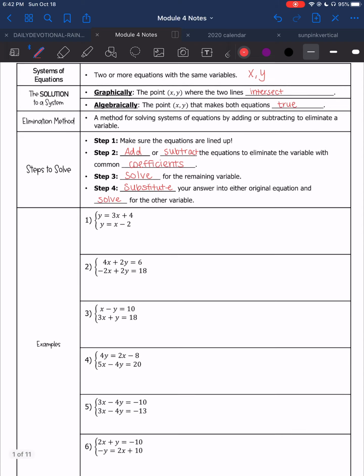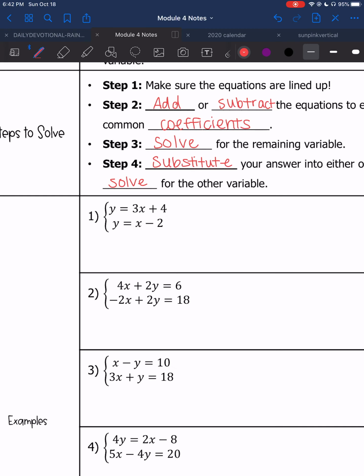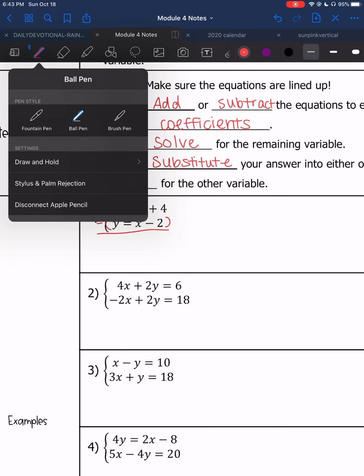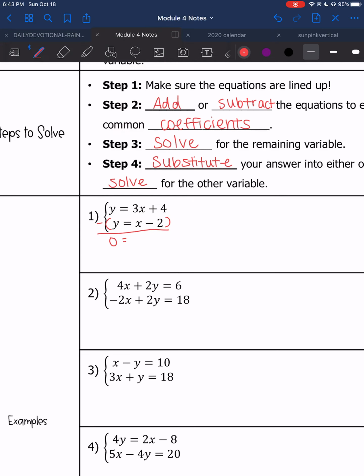So let's look at some examples. So we have y equals 3x plus 4, and then y equals x minus 2. So the y's are the same, so that means I can subtract them to get rid of them. So this is going to be y minus y gives me 0, so I'm just not going to write anything. And then this minus sign also goes to the x and to the 2, so this would be 3x minus x, which is 2x, and then 4 minus negative 2, so plus 2 would be 6.